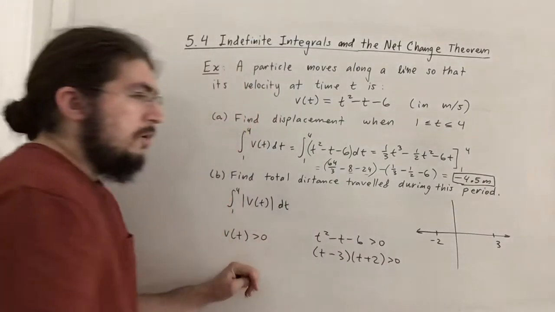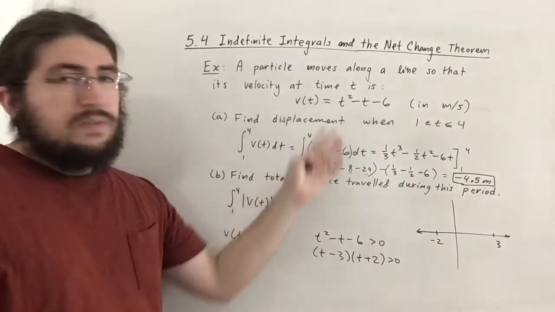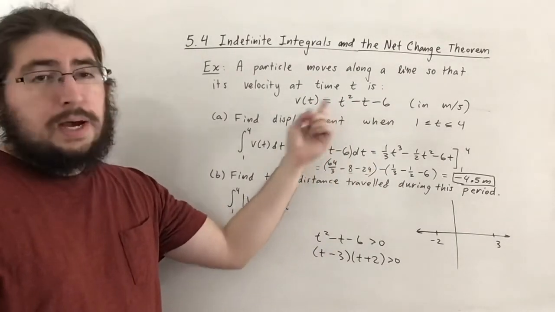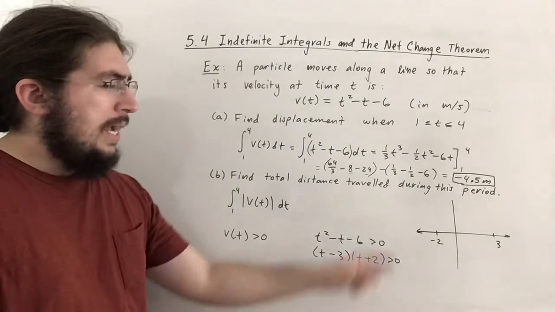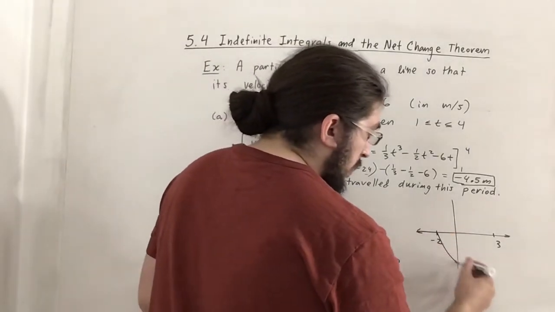But regardless, notice that this equation here is a parabola. The graph of this function is a parabola. It's an upward-facing parabola because it's positive in front of t squared, and it passes through these x-intercepts, or I guess t-intercepts. So it looks like this.